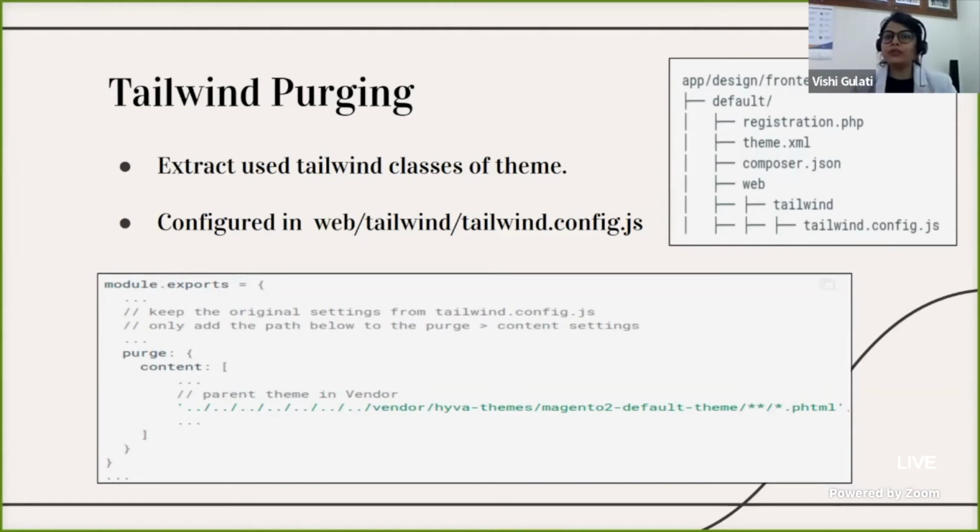And how does it know which classes we need to extract and from where? We define that in the Tailwind configuration file, which we talked about earlier. There was a folder web Tailwind, and there was a file tailwind.config.js. You need to define here, okay, purge this content, and if you have installed something new, you have to define that as well. That's how it knows that while purging we need to check this folder as well. So this is what Tailwind purging does.